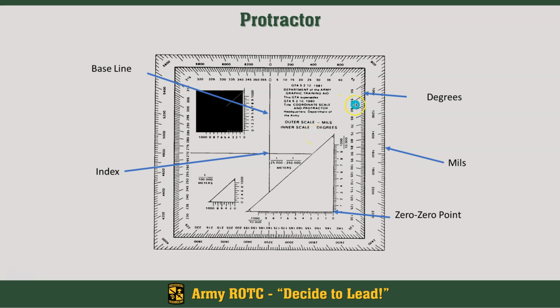Also remember, for the most part, when it comes to land nav, you're always going to use degrees. We don't use mils. That's a separate type of navigation, a separate type of operation. For now, always focus on the degrees on the inside, which start at 0 and come all the way to 359. And that 0 right there is also 360.